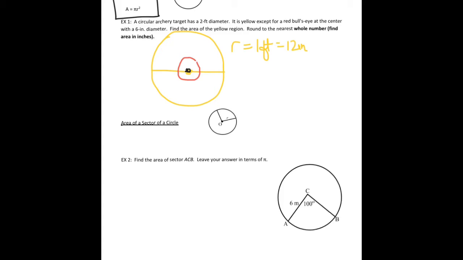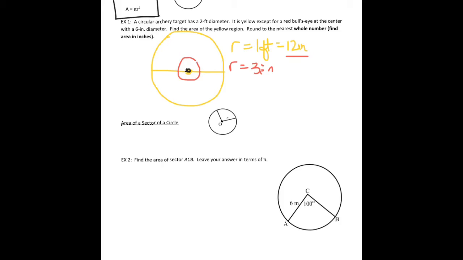And then the bullseye has a radius, if it has a diameter of 6 inches, that means it has a radius of 3 inches. Now, if I am going to leave my answer in terms of pi, I want to make sure that my units are the same. So I'm going to use inches for both. So we're asked to find the area of the yellow region, and I know the notes say to round your answer to the nearest whole number, but we're going to just leave our answer in terms of pi. So anyway, we're going to take the area of the large minus the area of the small.